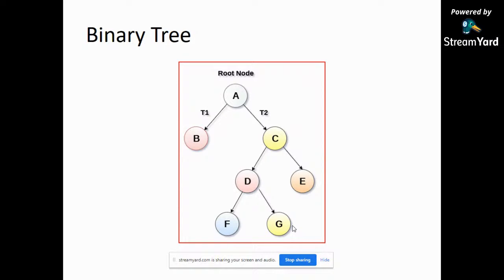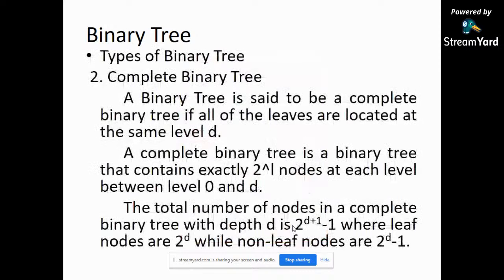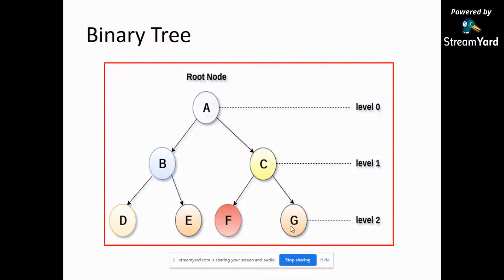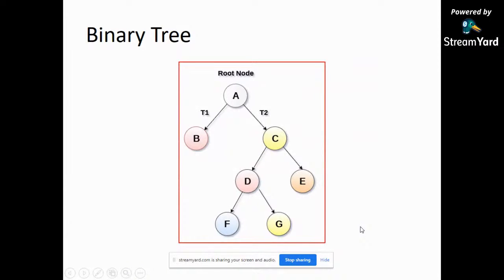This is not the complete binary tree, because in a complete binary tree all the leaf nodes will be at the same level. In this diagram, you can see nodes D, E, F, G. These are all leaf nodes and all of them are at the same level, that is level 2. So this is a complete binary tree, whereas this is a strictly binary tree.